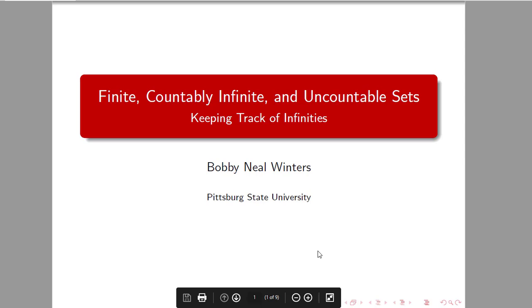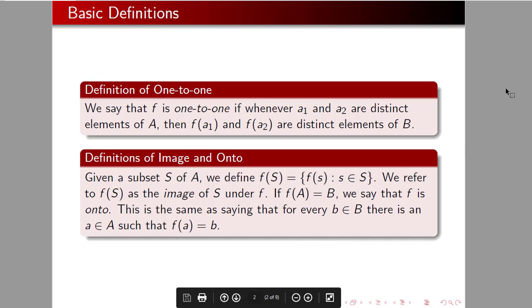Okay, today's lecture is about finite sets, countably infinite sets, and uncountable sets. It turns out that there are levels of infinity. And so let's take a look at this. We're going to start out with some basic definitions.